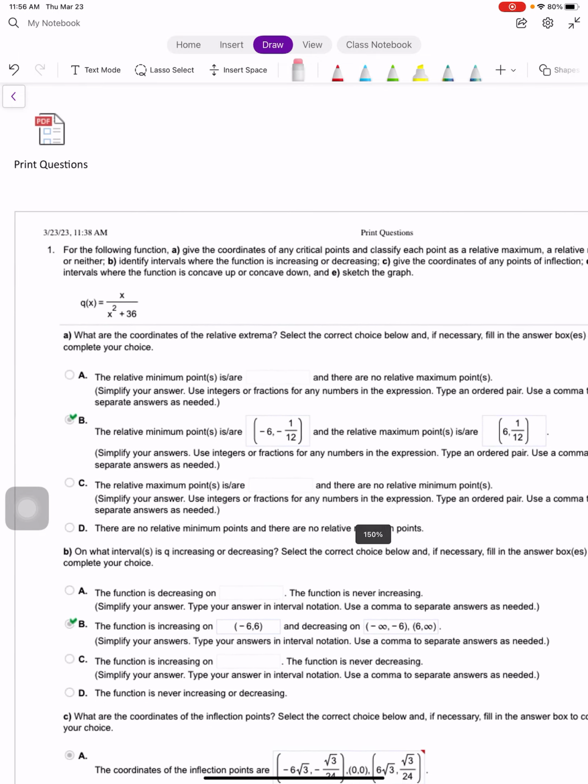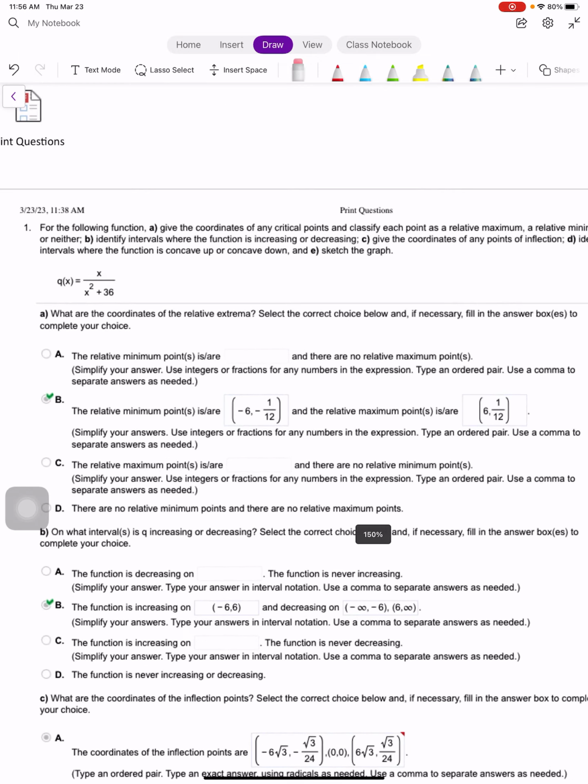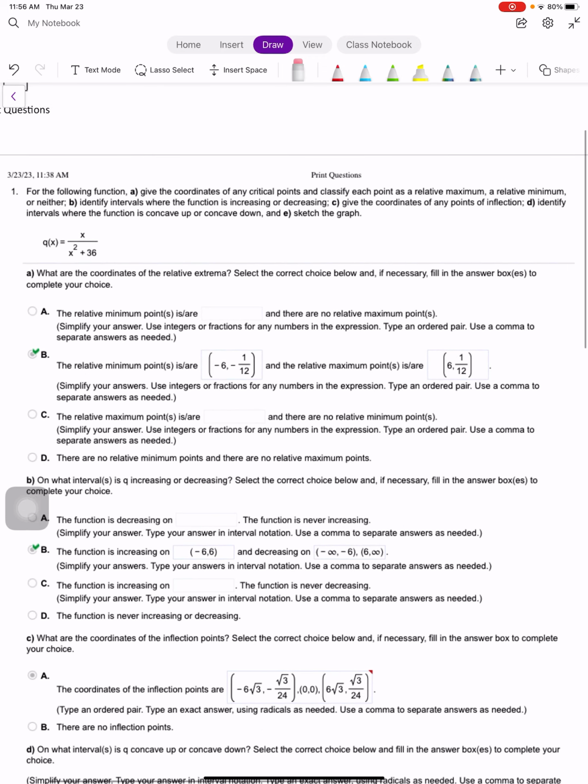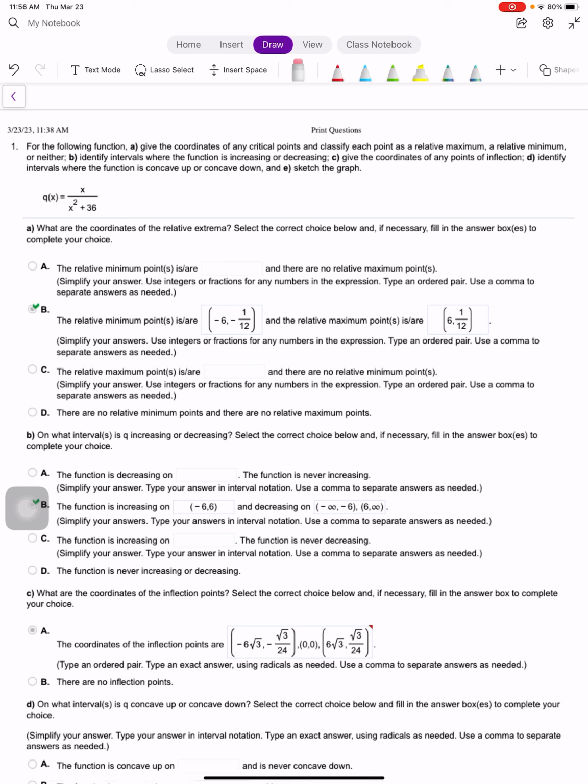Hey guys, I have this question from section 3.2, and I thought this would be a good review, a good video to create and share with you guys. So we are given this function q of x, and we are asked to find the following.